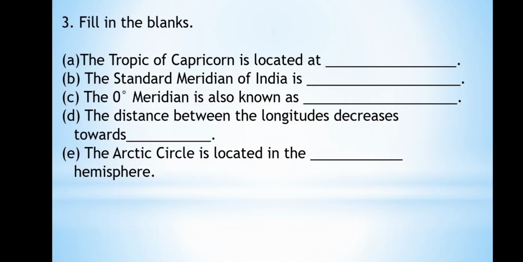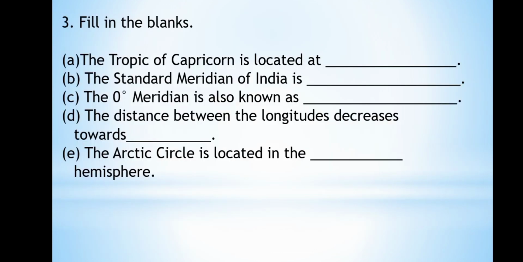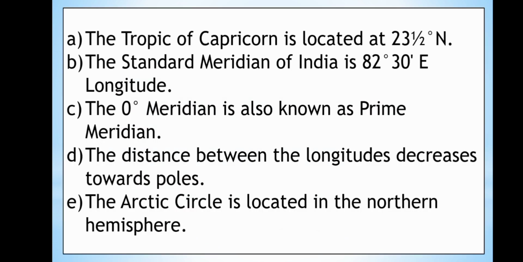Next question is the difference between the longitudes decreases towards. So the difference between the longitudes decreases towards the poles, right? And the Arctic Circle is located near the hemisphere. So Arctic Circle is located near which hemisphere? That hemisphere is northern hemisphere, right children?